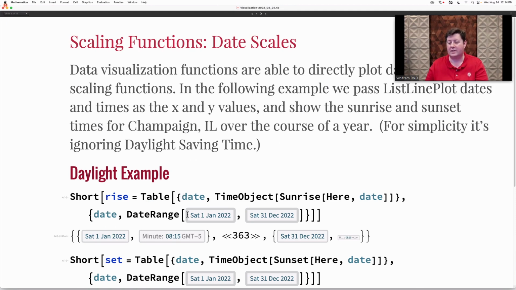I'm creating my data, and so it looks like a date and a time when the sunrise is, and I'm wrapping in a time object to throw away the date. Normally sunrise would return this time on that date, and that doesn't plot quite so well. And so I'm throwing away the date part of it and just reducing it to 8:15 a.m. And so I have a year's worth of things like that.